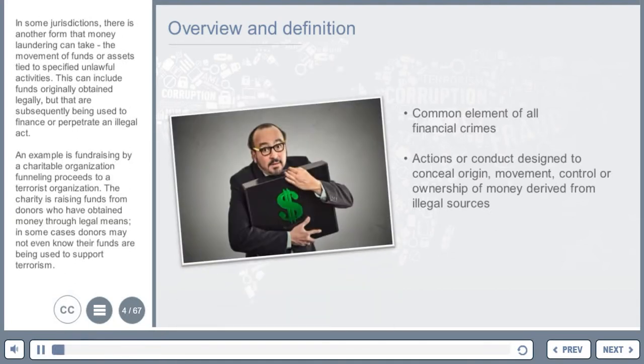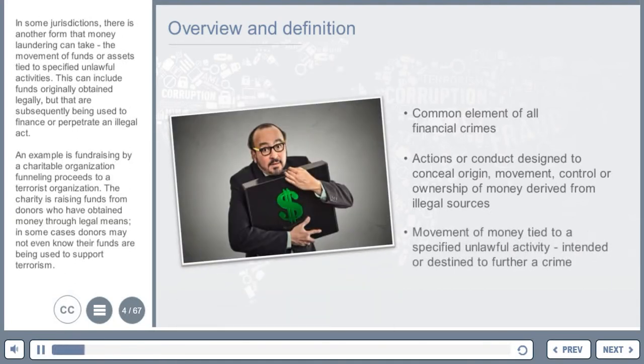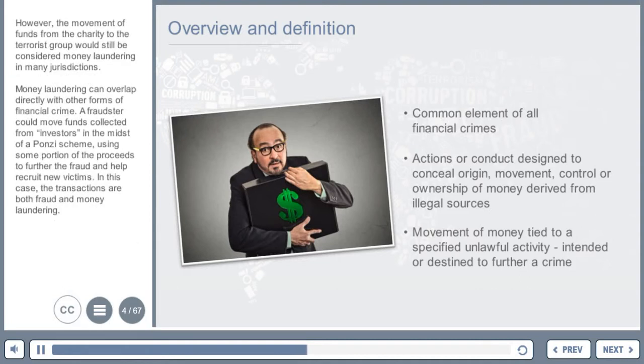In some jurisdictions, there's another form that money laundering can take: the movement of funds or assets tied to specified unlawful activities. This can include funds originally obtained legally, but that are subsequently being used to finance or perpetrate an illegal act. An example is fundraising by a charitable organization funneling proceeds to a terrorist organization. The charity is raising funds from donors who have obtained money through legal means. In some cases, donors may not even know their funds are being used to support terrorism. However, the movement of funds from the charity to the terrorist group would still be considered money laundering in many jurisdictions.